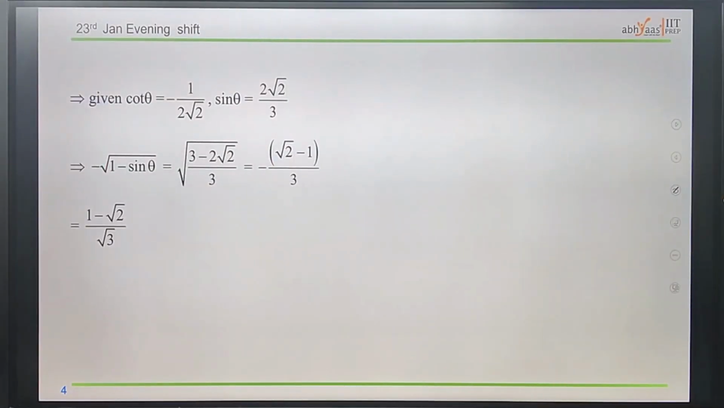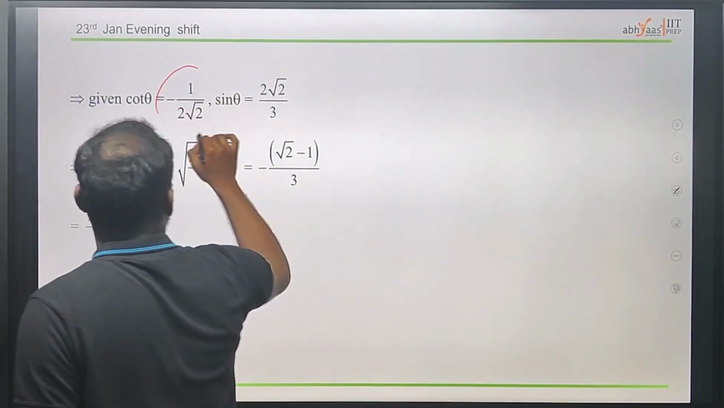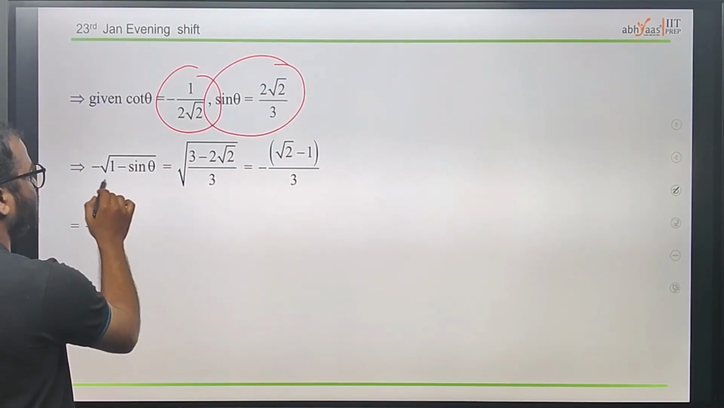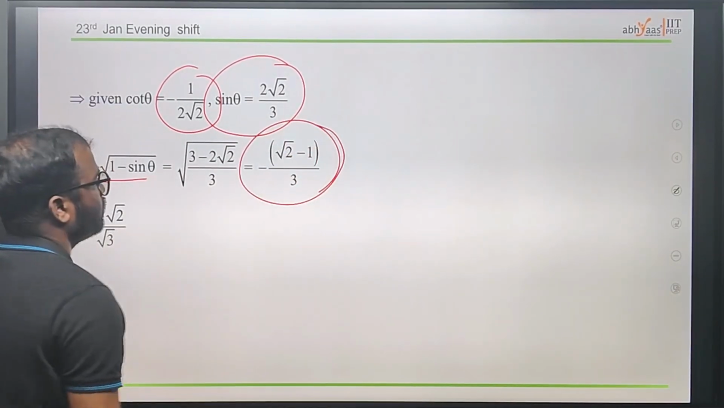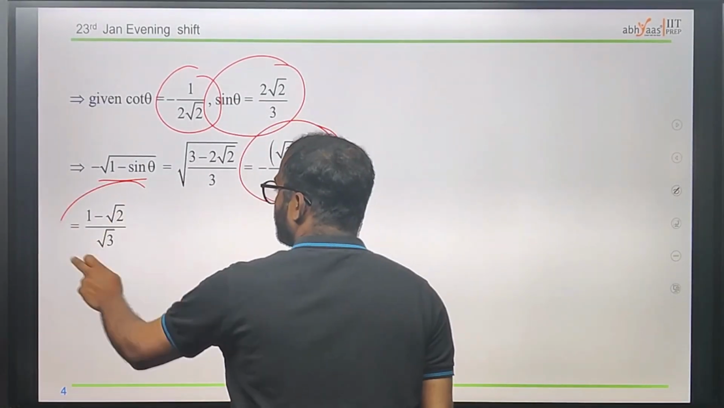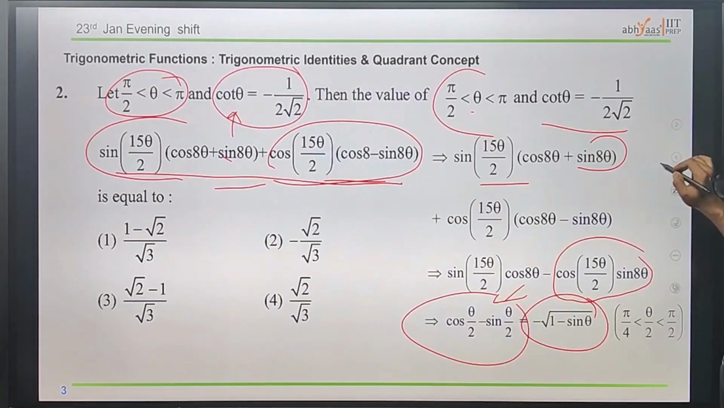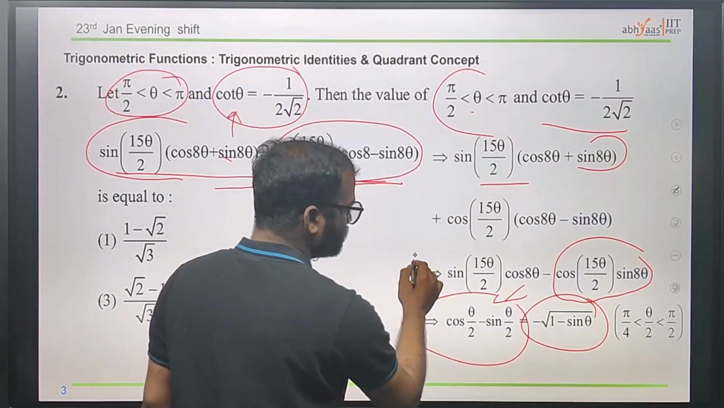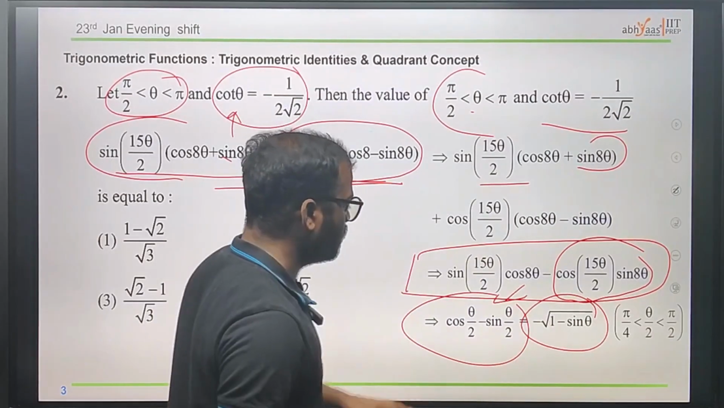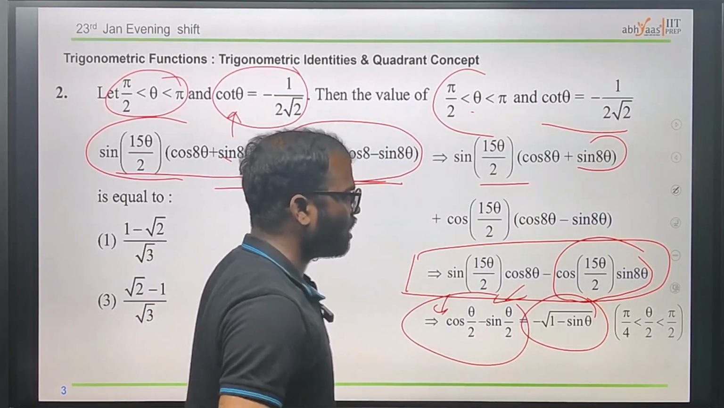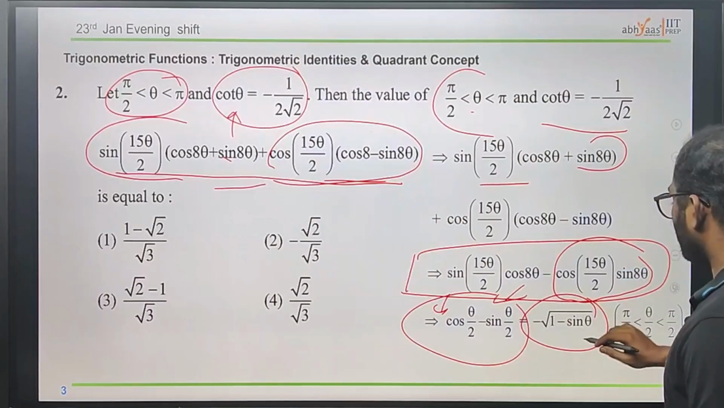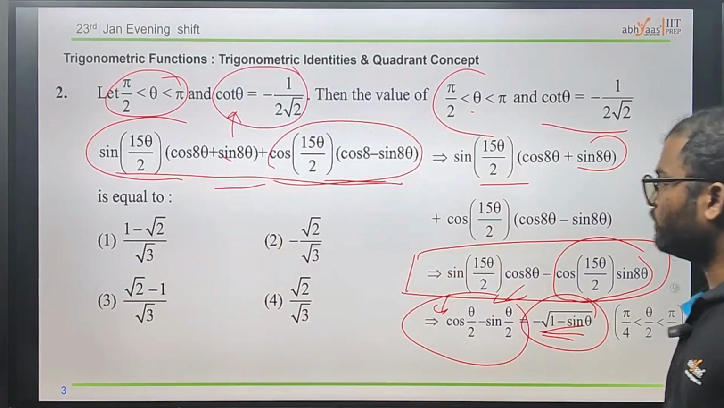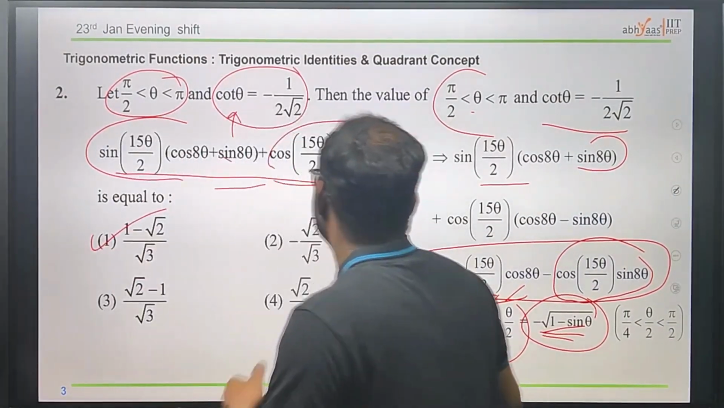Now, the given cot theta is this one. Using that we can find sine theta. Just substitute that sine theta in the under root of 1 minus sine theta in order to find this. That's how we got the value, which is 1 minus root t. Here we simply need to simplify this. I hope you understood. After that, we substitute those values and extract this one. Now we have root 2 minus 1 as the option, the correct answer.